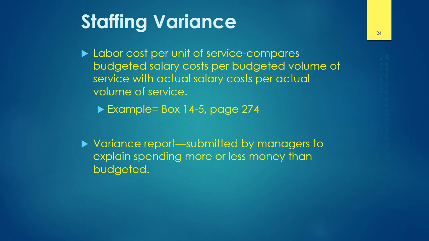Staffing variance. In box 14-5 on page 274, you see an analysis of labor costs per unit of service. This compares the budgeted salary costs per budgeted volume of service with the actual salary costs per actual volume of service. When there are discrepancies and the unit is over budget or under budget, a variance report has to be submitted. This is submitted by the managers, and this report explains why the unit is spending more or less money than what is budgeted.